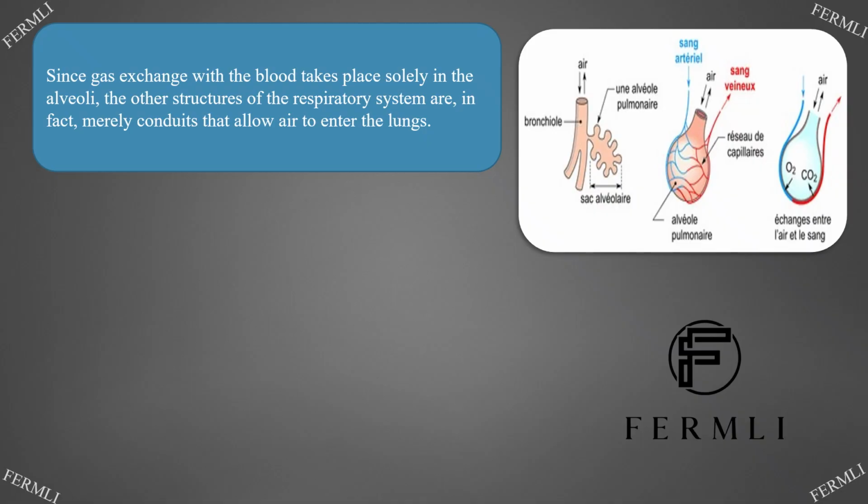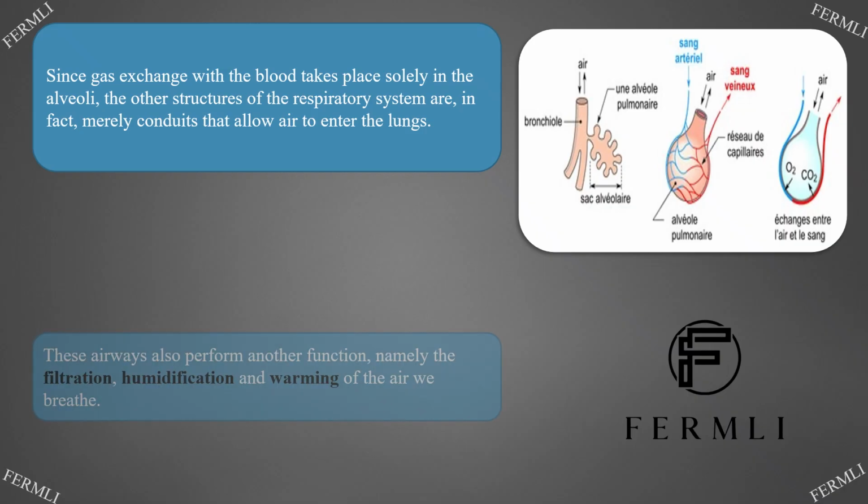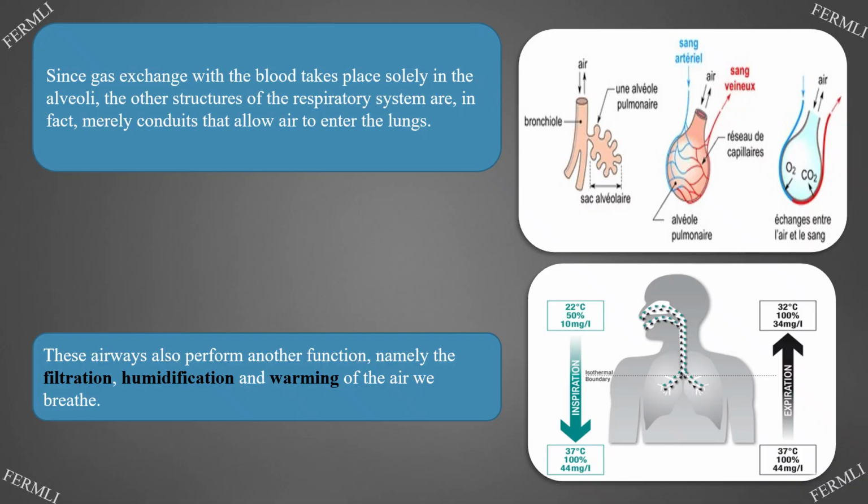Since gas exchange with the blood takes place solely in the alveoli, the other structures of the respiratory system are, in fact, merely conduits that allow air to enter the lungs. These airways also perform another function, namely the filtration, humidification, and warming of the air we breathe.